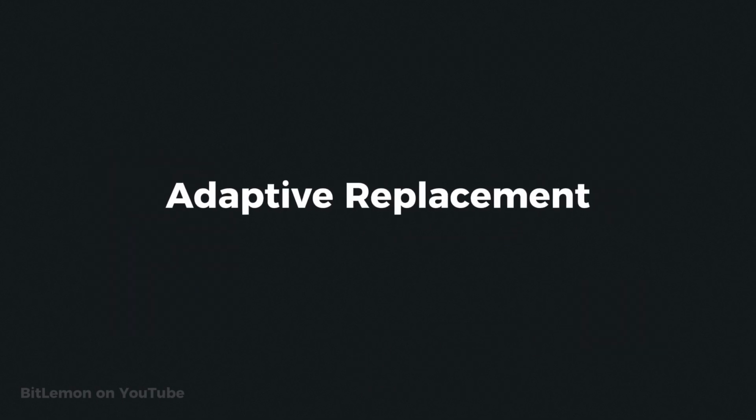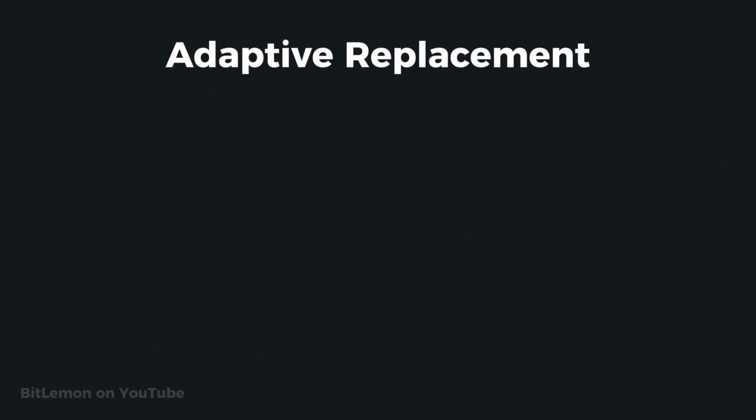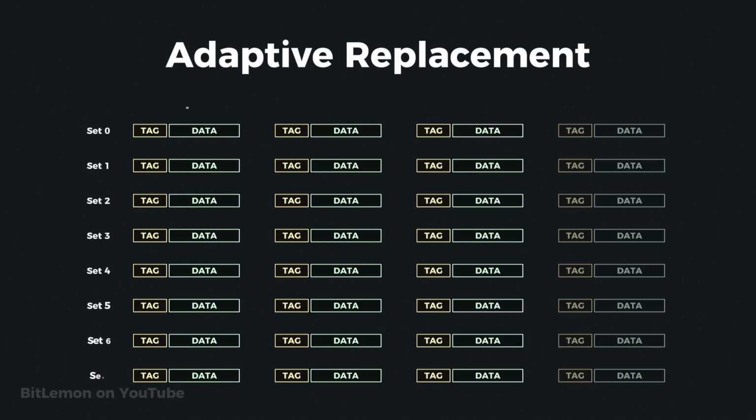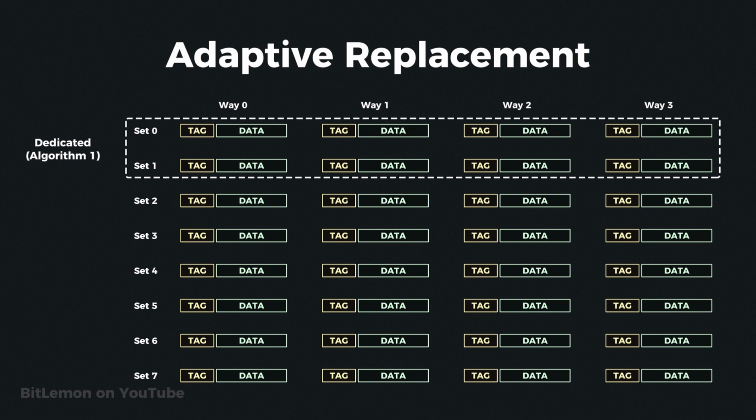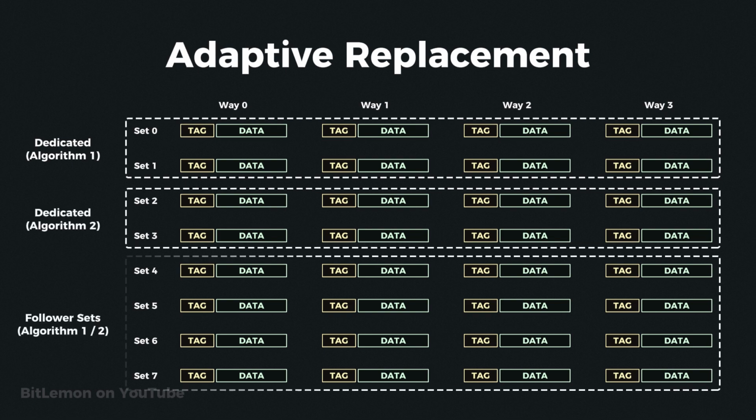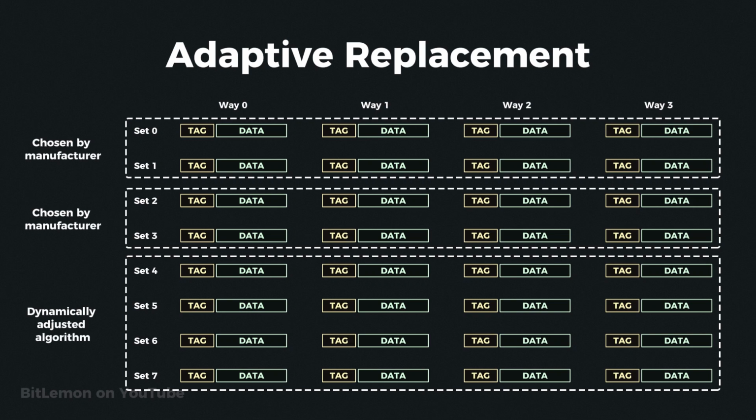Adaptive replacement dynamically balances between two algorithms based on the access patterns of the workload and the actual hit and miss rates for each. It does this by splitting cache sets into groups. Typically, the cache sets are divided into three groups: one dedicated to the first algorithm, another to the second algorithm, and a third group called follower sets, which dynamically adjust their algorithm based on which dedicated set performs better. The algorithms are chosen by the manufacturer for optimal results. For example, some Intel L3 caches use adaptive replacement with two variations of the least frequently used policy.